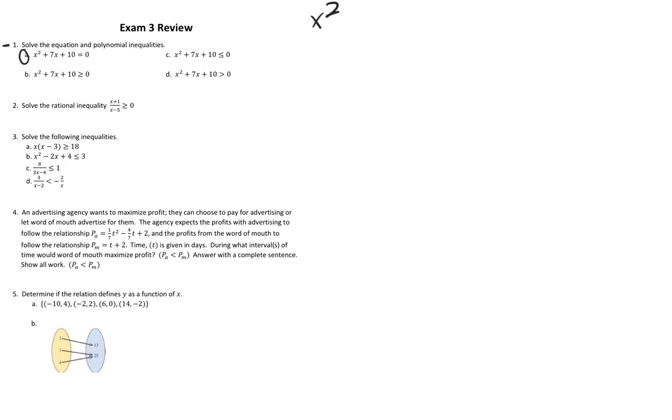We have x squared plus 7x plus 10 is equal to 0. So a quick one for this one is we can just factor. So we want to know what two numbers multiply to give us 10 and add up to give us 7. So two numbers that multiply to give us 10 are going to be 5 and 2, right? And those also add up to 7. So we're going to have factors of x plus 2 and x plus 5 are equal to 0.